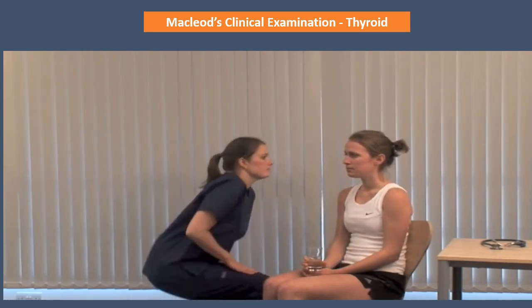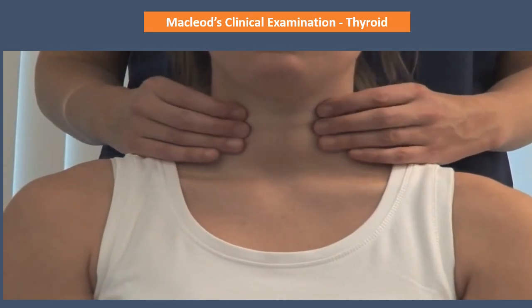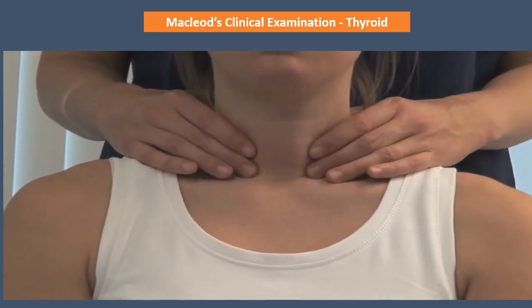Please, could you take a sip of the water? Observe the neck from the front during swallowing. I'm gently going to examine your neck. Stand behind the patient and gently feel the regions of the thyroid gland. Then place your hands over the gland with the index fingers just touching.